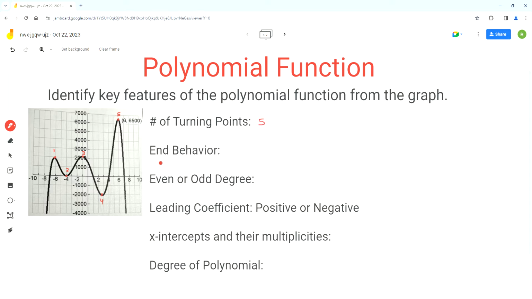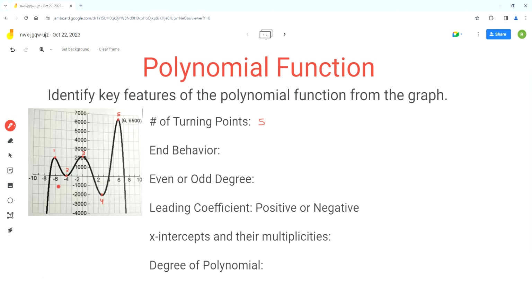So now we can move on to the next part, the end behavior. The end behavior describes where the graph is heading on the extreme ends or around the vertical asymptotes or horizontal asymptotes. Now this is a polynomial function, so there are no asymptotes in this case. So we just have to describe the end behavior on the extreme left and extreme right of this polynomial function.